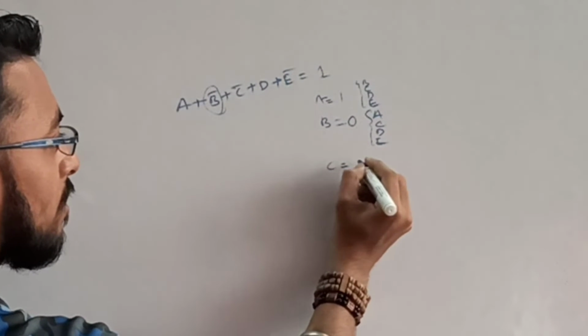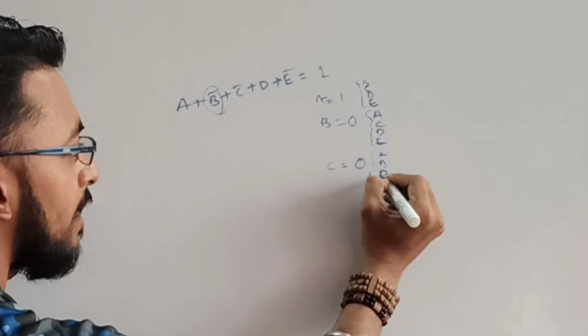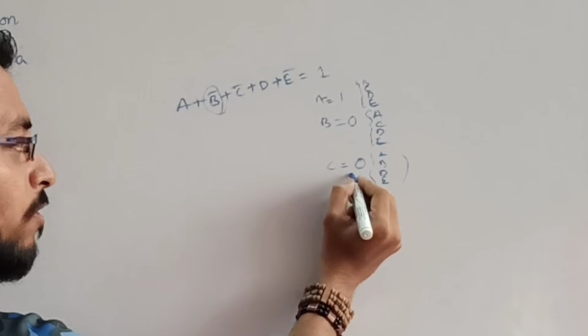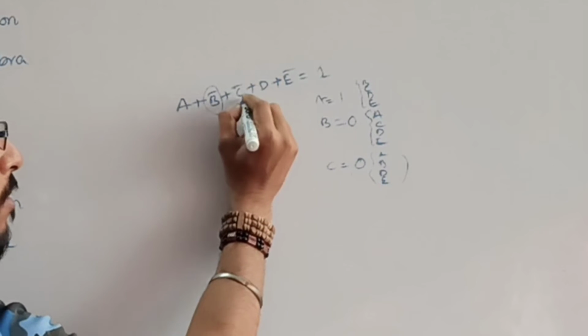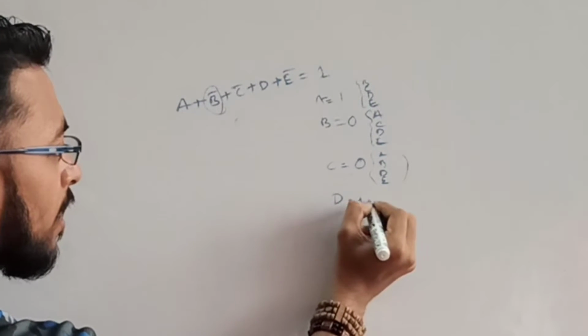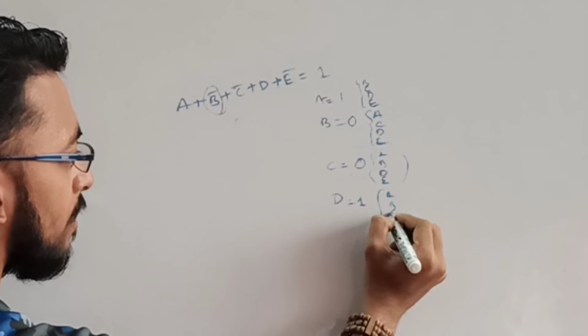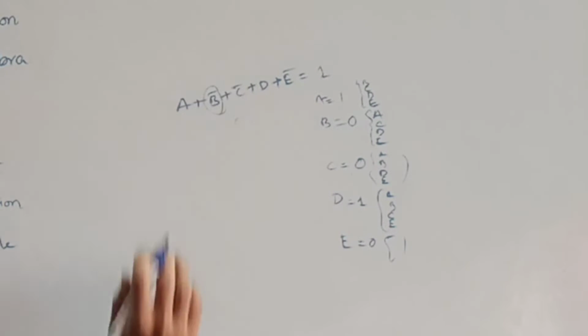Or third case, c should be 0. Similarly for c also, whatever may be the value of a, b, d, e does not matter. Once my c becomes 0, my output will become 1, because c equal to 0 means c bar will give me a value 1. Okay. D value should be 1, with a, b, c, e taking any value, or my e value should be 0. These are the conditions for 1.